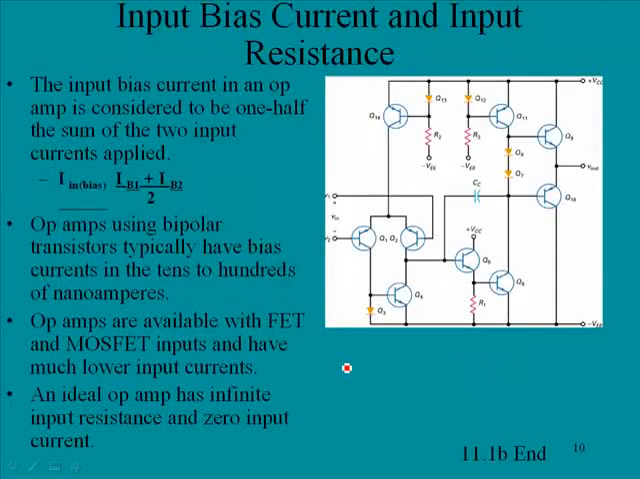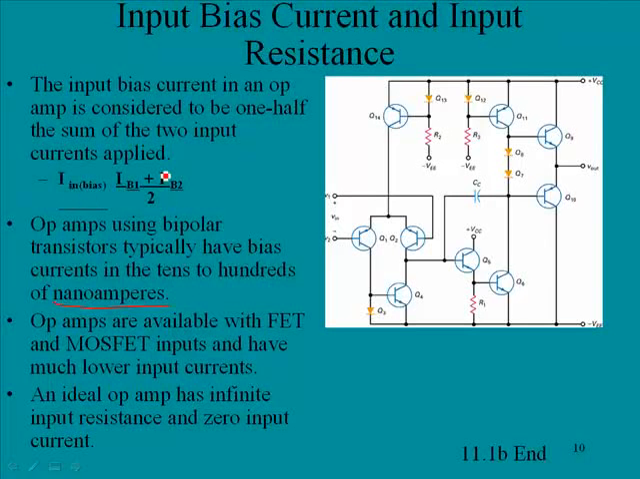Okay, input bias current and input resistance. The input bias current in an op-amp is considered to be 1/2 the sum of the two input currents applied. Op-amps using bipolar transistors typically have bias currents in the tens to hundreds of nanoamperes, so it's extremely small. Op-amps are available with FET and MOSFET inputs that have much lower input current. So what are we talking about here?